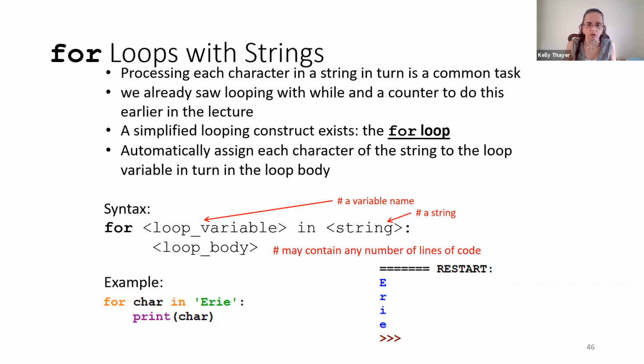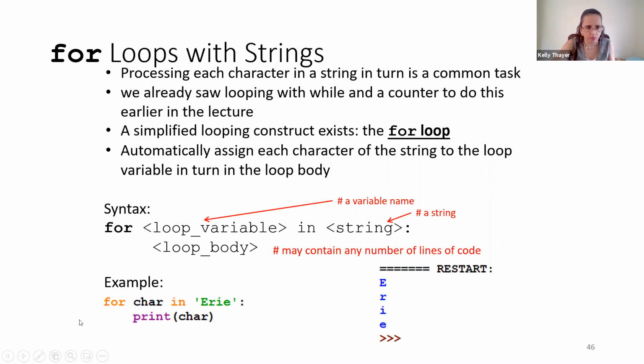This is going to be the for loop, and the way in which it's simplified is that it automatically advances the pointer for you. This will automatically assign each character of the string to a variable, and that in turn will cycle over the loop body. So here what we have is for a loop variable in string. You're going to put some variable name, and this is basically equivalent to the i that we've been using before for the index. Then you're going to have your loop body, whatever you want to do for each character in your string.